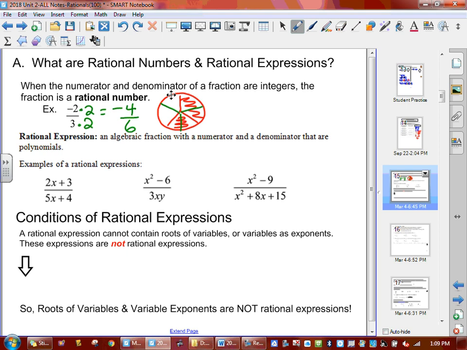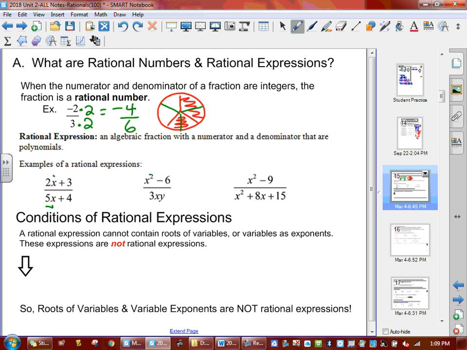Rational expressions are where they start putting polynomials into a fraction. So they put x's upstairs and x's on the bottom. So that's basically what a rational expression is. Okay? So each of these are rational expressions. You've got a polynomial on top, a polynomial on the bottom. Same thing here. Polynomial on top and bottom.